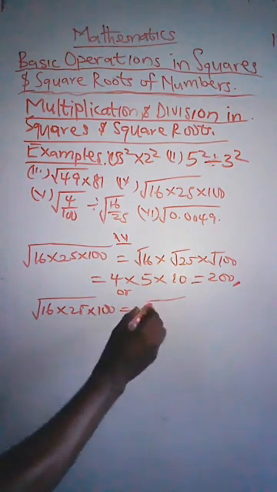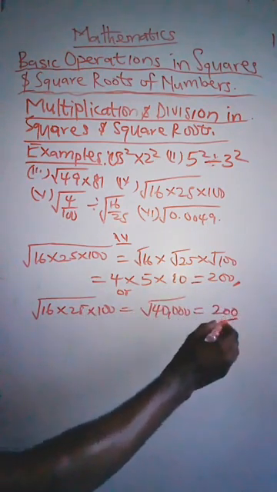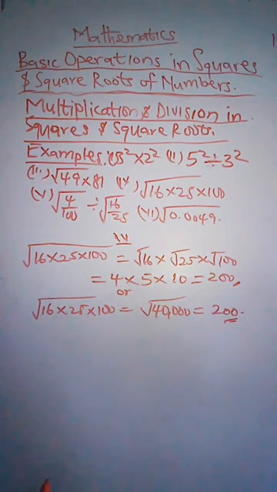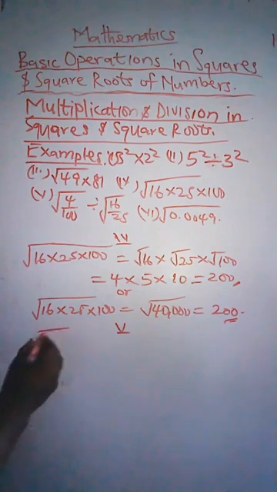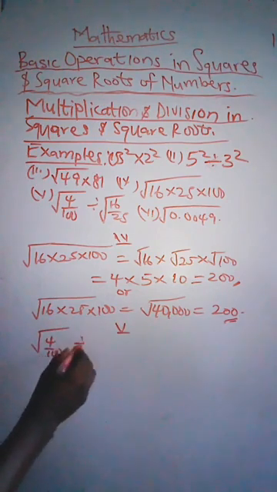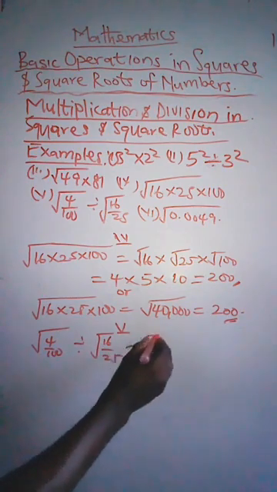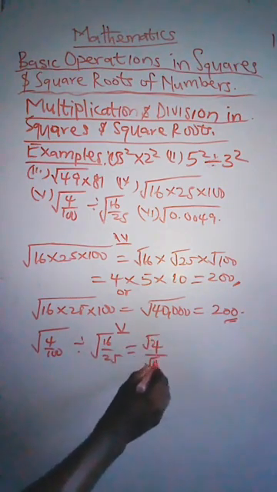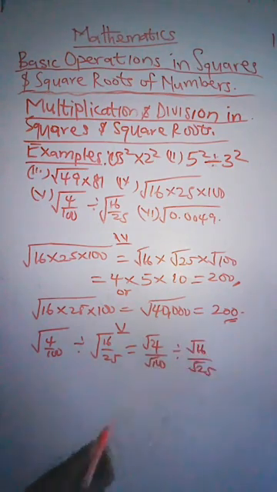If you multiply everything, you get 40,000, right? And square root of 40,000 is still 200. So that is that. Let's look at question 5. Square root of 4 over 100 divided by square root of 16 over 25. Since it is division, you can split: square root of 4 over square root of 100 divided by square root of 16 over square root of 25, right?